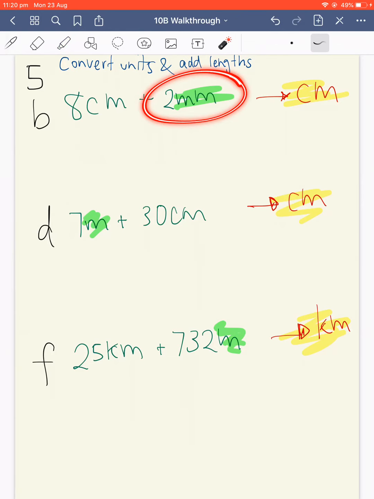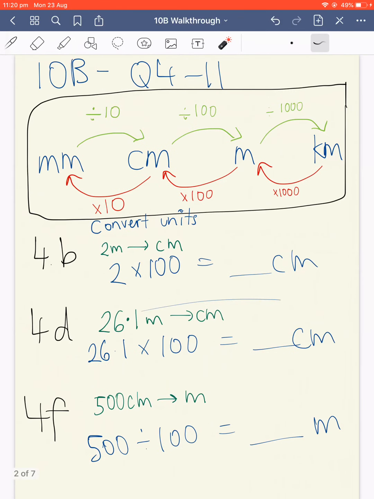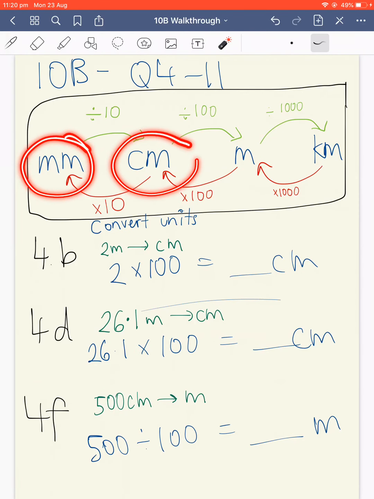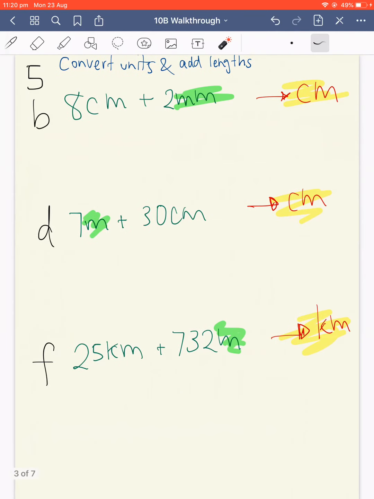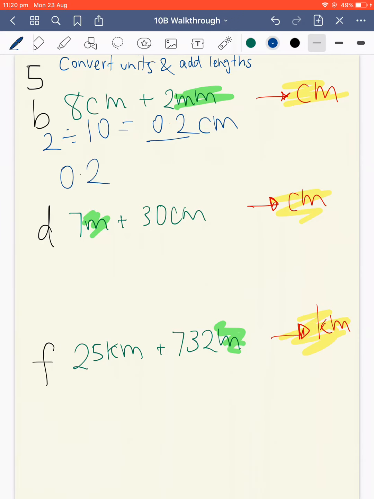First thing I need to do is convert these 2 millimeters into centimeters. And just a quick review: I'm converting 2 millimeters into centimeters, so I'm going to divide it by 10. In order to do this, I am going to do my 2 divided by 10. That'll give me my answer in centimeters. And then I add this number to my 8. So 2 divided by 10 is, I'm going to give you this one, 0.2. So it'll be 0.2 plus 8. So that's 8.2 centimeters for that question.